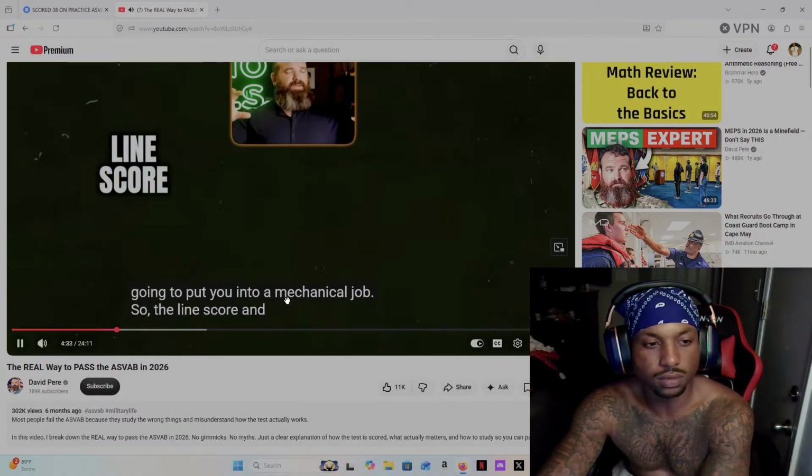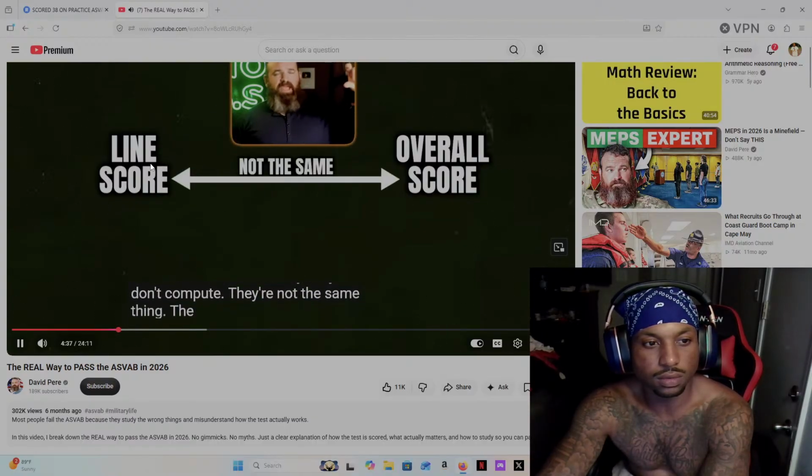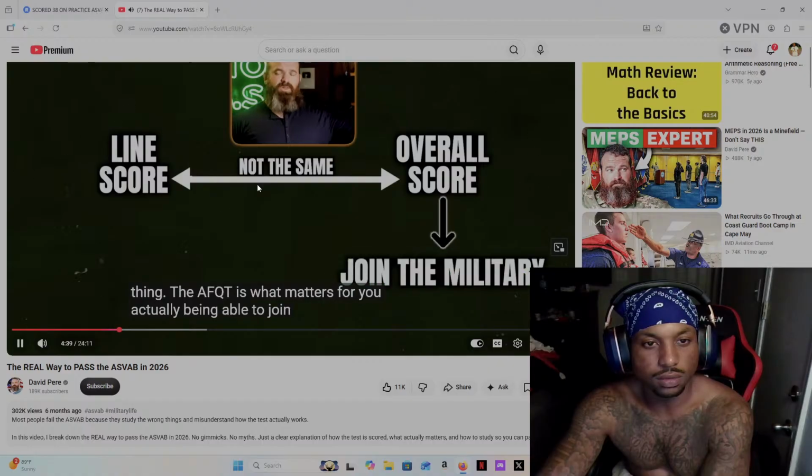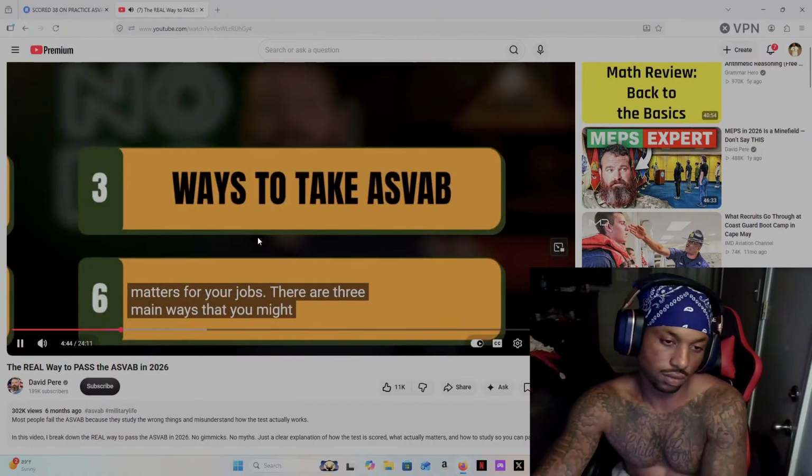So the line score and the overall score, the AFQT, they don't compute. They're not the same thing. The AFQT is what matters for you actually being able to join the military, and the line scores are what matters for your jobs. There are 3 main ways that you might find yourself taking the ASVAB.